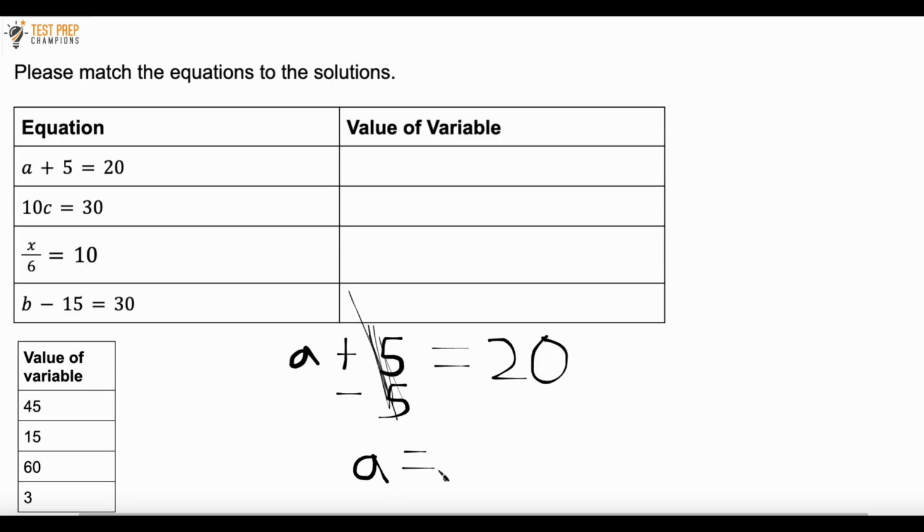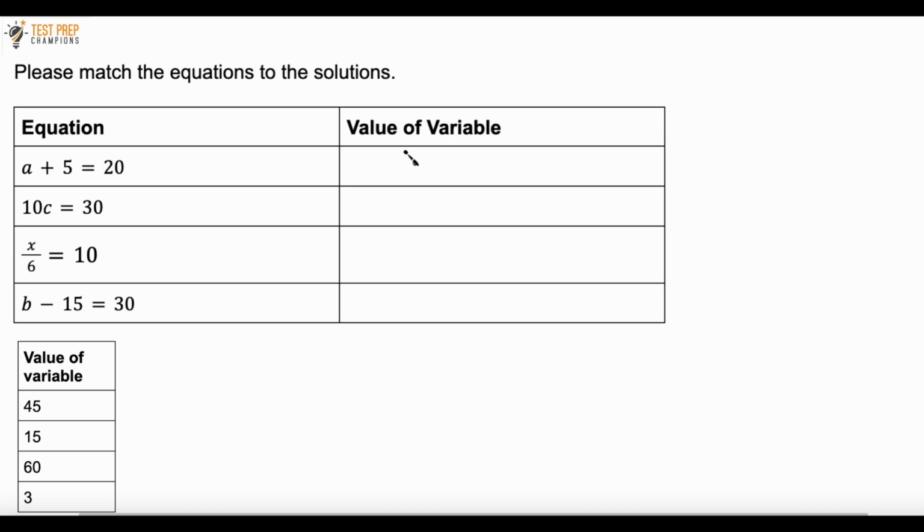But there's a rule that whatever I do to one side, I also have to do to the other. So if I subtract 5 on the left, I also have to subtract 5 on the right. So what is 20 minus 5? 20 minus 5 is 15. So the answer here is a equals 15. So let me clear this out of the way here so we have some more space to work on the next one, but the correct answer here is 15.